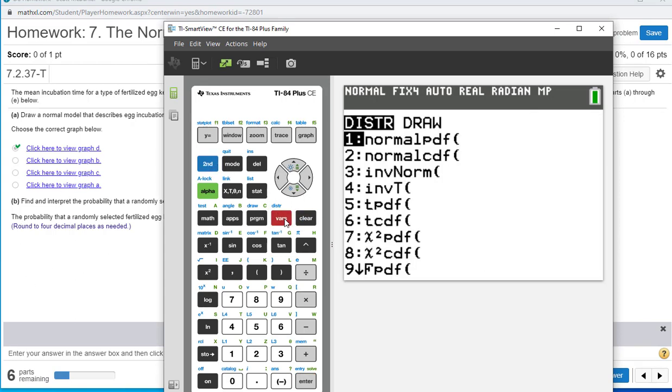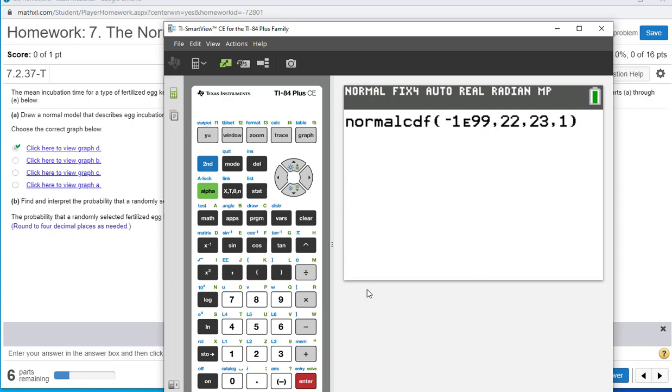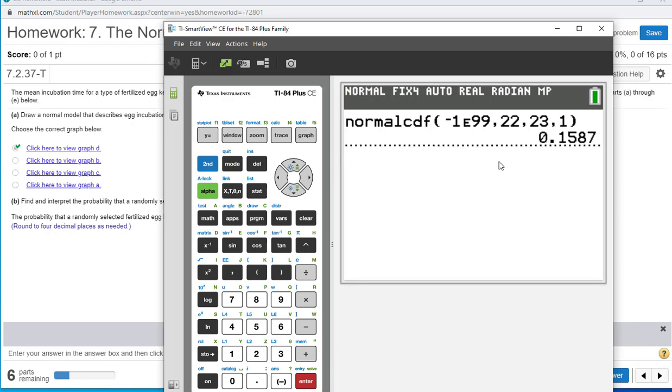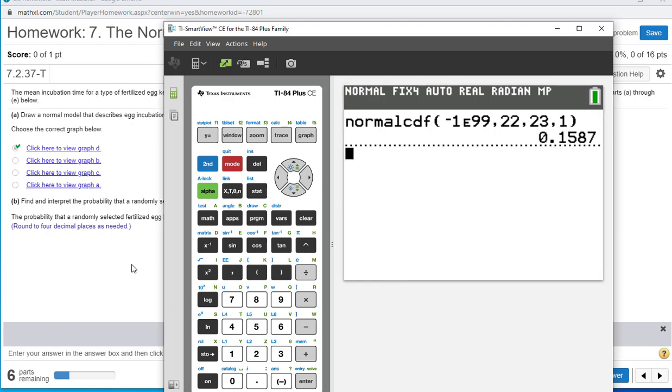Second distribution, number 2, normal CDF. Lower is negative infinity, so I'll leave that negative 1E99. Upper is at 22. The mean was 23, standard deviation was 1. If you don't have that statistic wizard, it's lower bound, comma, upper bound, or left bound, comma, right bound, however you want to look at it, then mean, comma, standard deviation. We get exactly the same thing, 0.1587. Again, I have my mode set to round to 4 places. So I hope that helps for those 2 parts. Let's keep going.